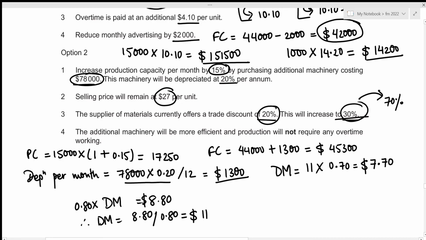Alright, now for the fourth information, we are told that the additional machinery will be more efficient and production will not require any overtime working. Okay, so the direct labor rate will remain the same. Previously we had the direct labor of 10.10, and this will remain the same for additional units as well. Alright, now based on this information, we need to figure out the profit for the month. Let's create a statement.